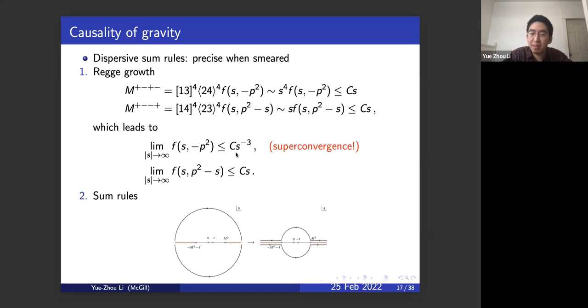So what does this mean? It means that this kind of function is not growing at high energy at all. It actually decays at high energy. So this is an example of what we call super convergence. So we don't even need to subtract anything in the sum rule. We can actually multiply something in the sum rule because it's super convergent. Even if we multiply something, it's still convergent. So that's really helpful.